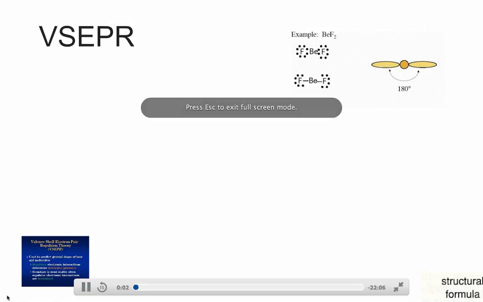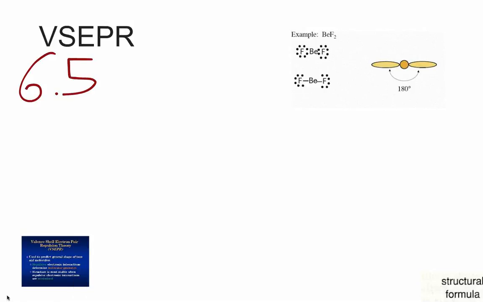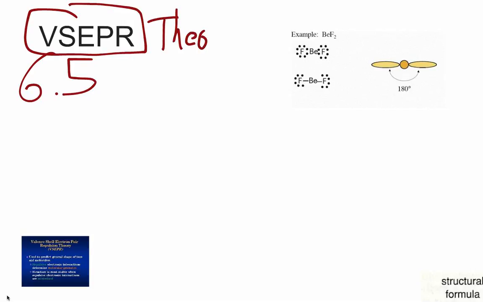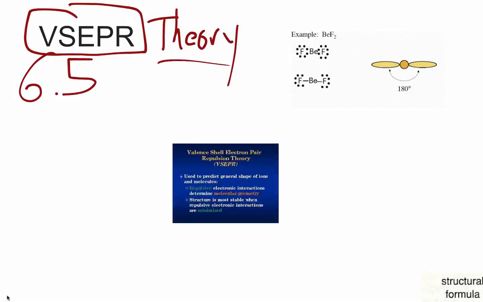So we're finally at section 6.5, which is the last bonding section that we have, and it primarily focuses on what we call VSEPR theory. VSEPR theory maybe isn't an accurate pronunciation of this acronym, but it's valence shell electron pair repulsion theory. So I have a few things scattered around here on the board.